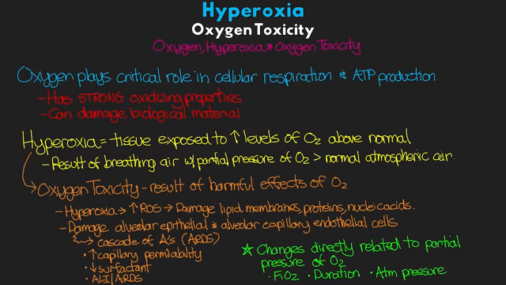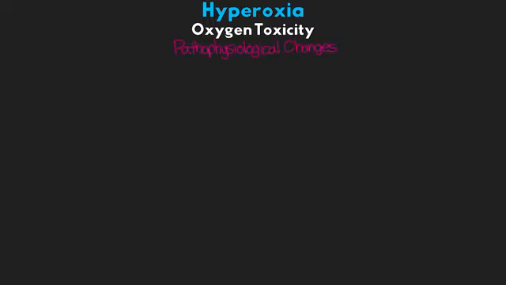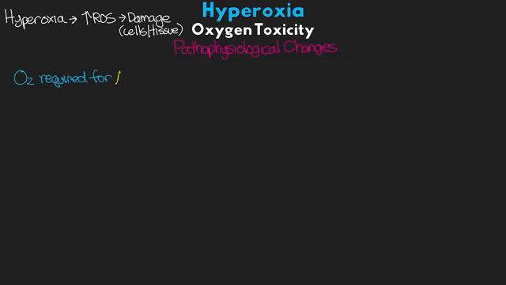All right, so let's dive in a little bit into the pathophysiological changes that we see with hyperoxia and oxygen toxicity. So being in a state of hyperoxia, as I mentioned, leads to high levels of reactive oxygen species, and this disrupts the balance between oxidants and antioxidants in our body, leading to the damage of cells and tissue. As you know, oxygen is required for ATP production in the mitochondria via the electron transport chain.